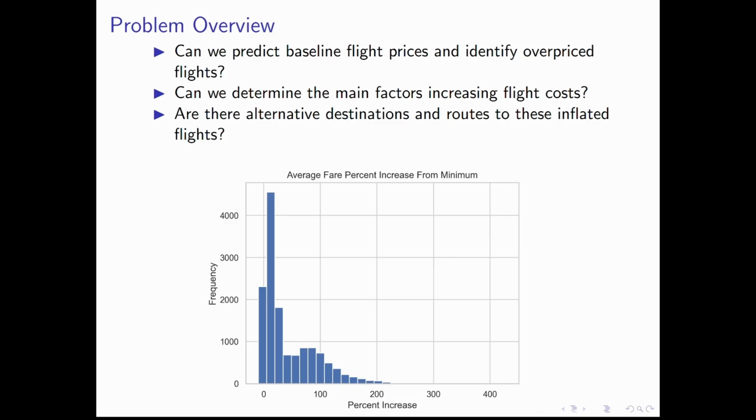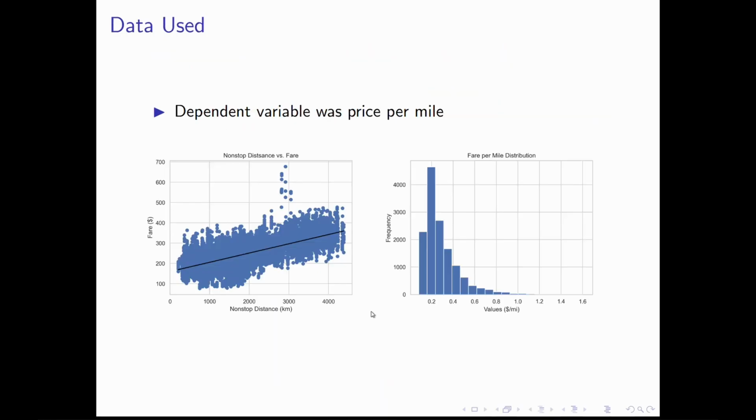From this graph, we can see the average prices of a large portion of flights are significantly more expensive than the cheapest available options. We predict price per mile, since from this graph, ticket prices are pretty heavily correlated with flight distance, so the price per mile is a good indication of cost efficiency. And then here is the distribution of the price per mile data.